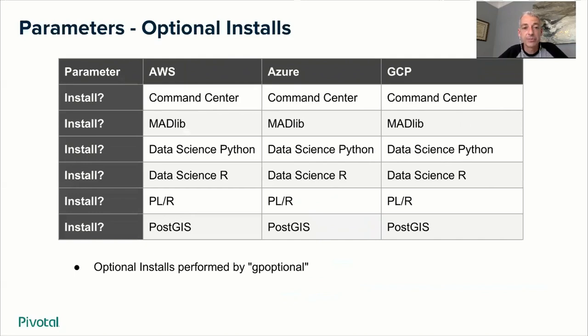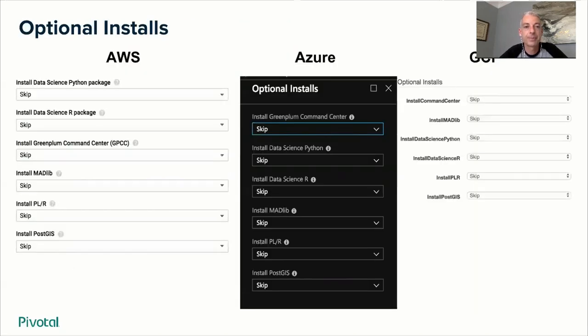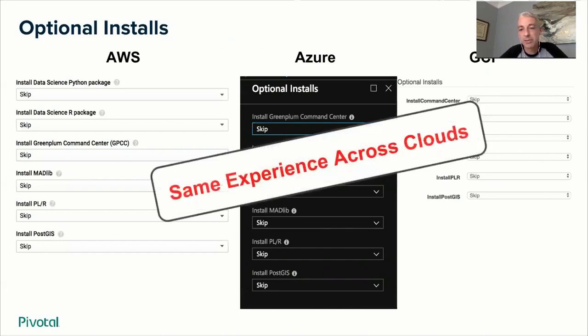The optional installs, you have the same exact optional installs across all 3 clouds, and the same list of components you can install, like Command Center, MADlib, and so forth. And as we add new optional installs to this list, it'll be across all 3 clouds. And again, you can do this after the fact with the gpoptional command. And this is what it looks like from the UI, the drop-down list of different optional installs. And it's the same experience across clouds.